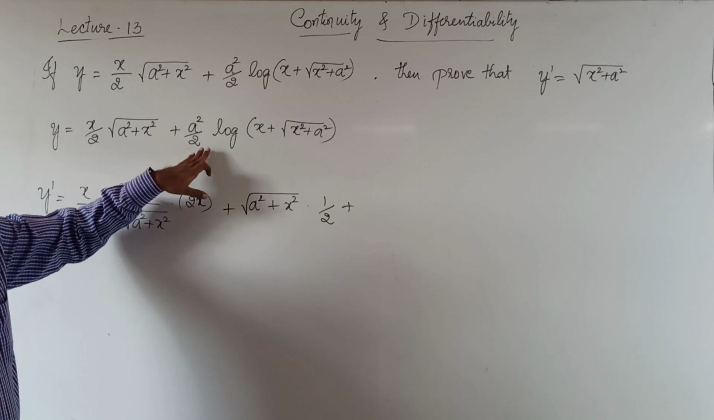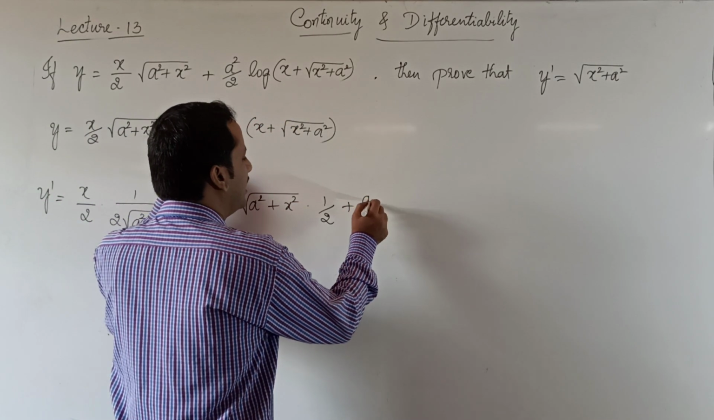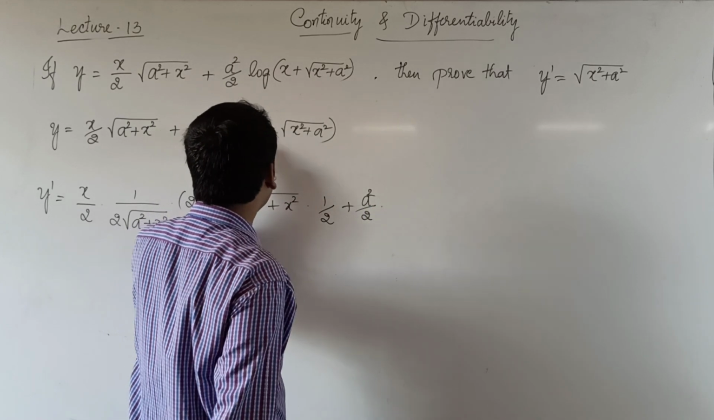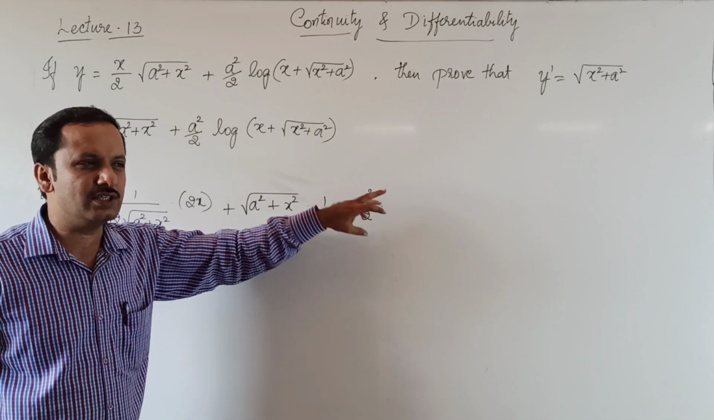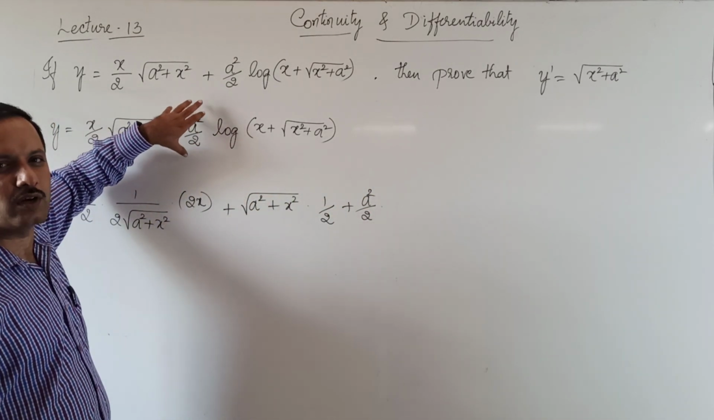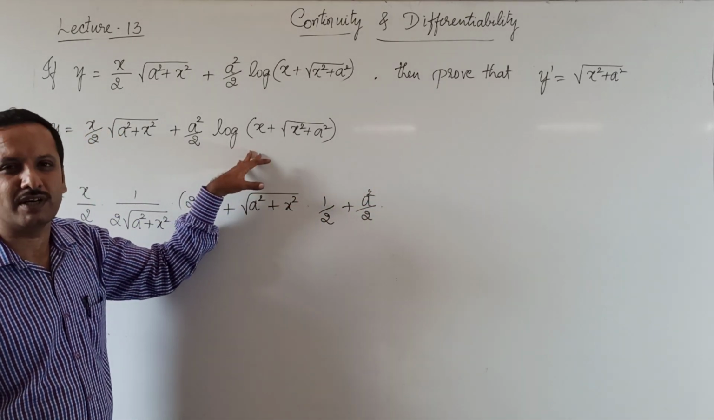Okay. Now a square by 2 into log of x plus root x square plus a square. Its derivative will be a square by 2 into the derivative of log of x plus root x square plus a square. A square by 2 is a constant, so I will keep it as it is because it is a product of a constant and a function. Constant I will keep as it is and I will differentiate this function.